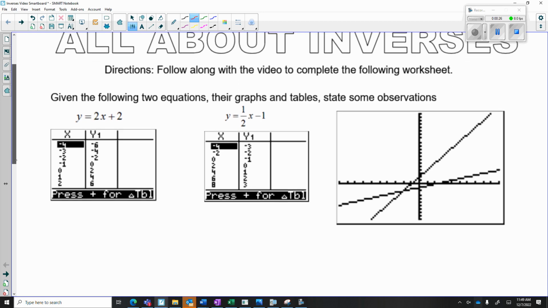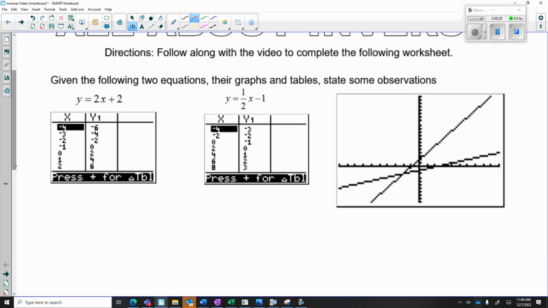So below here you see two equations. You see y equals 2x plus 2 on the left, and you see y equals 1/2 x minus 1 on the right. And I'm going to show you 2x plus 2 over here in red. That's this first line. And the blue one is the 1/2.